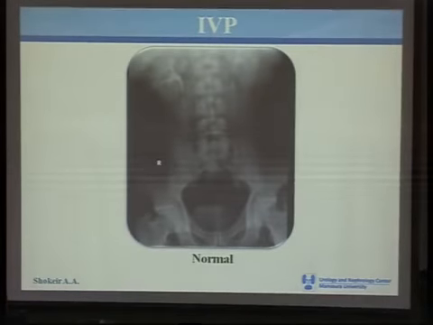All of us are aware of the normal IVP. This is the normal IVP. Here is the right kidney, upper calyx, middle calyx, lower calyx, pelvis, ureter, and bladder, and also the normal left kidney.